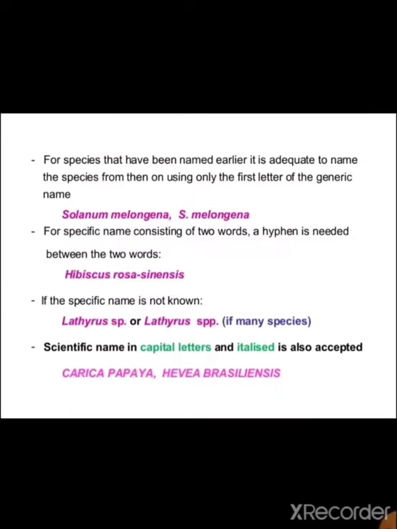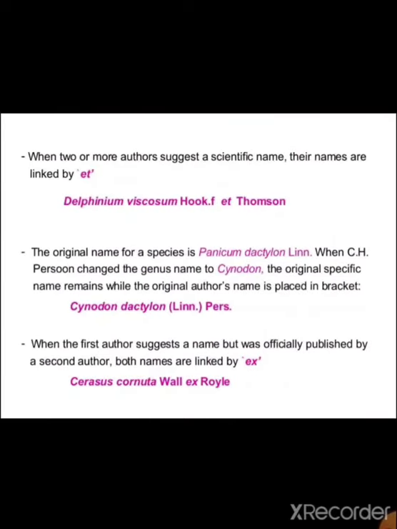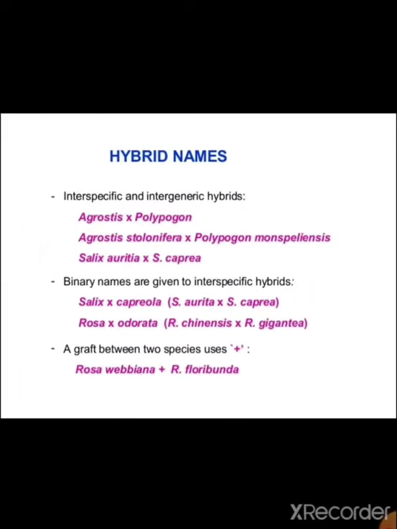If the specific name is not known, the genus name in capital letters and italicized is also accepted. When two or more authors suggest a scientific name, their names are joined by et. These are some other examples. Examples for hybrid names: interspecific, intergeneric hybrids, binary names, and graft examples.